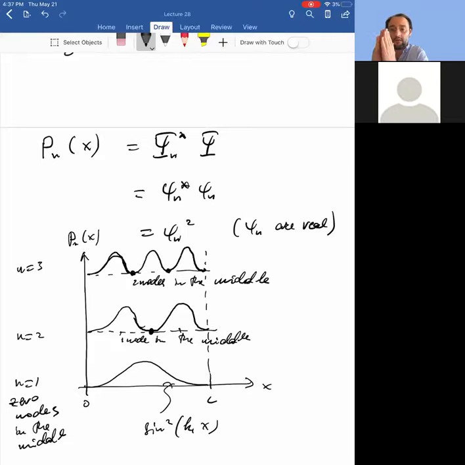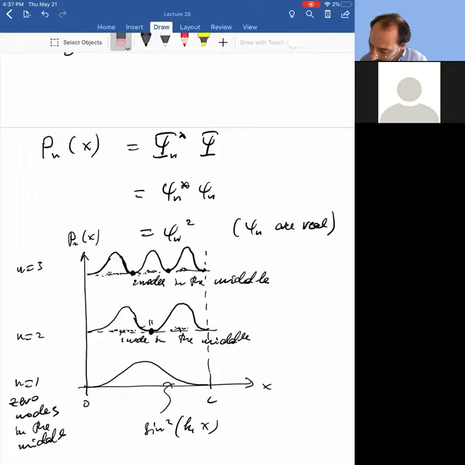So the probability for the particle to be within an infinitesimal region around L over 2 would be 0, right? In other words, if you perform an ensemble of measurements, you would get a lot of measurements of position here and a lot of measurements of position here, but never here. And in the third mode, if you have an ensemble of experiments, you would get a lot of measurements of position here, here, and here, very few here, and never at these nodes, right? Probability density there is 0.